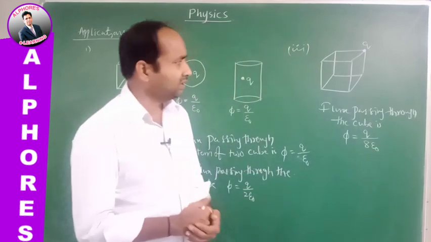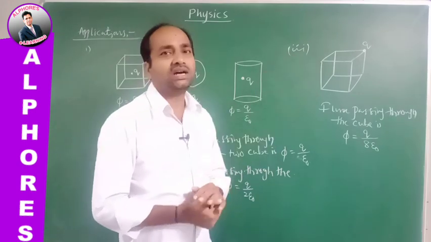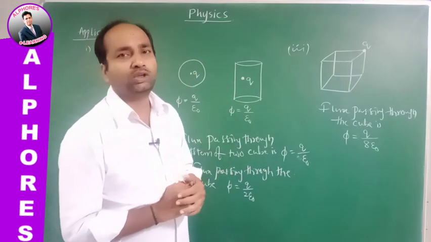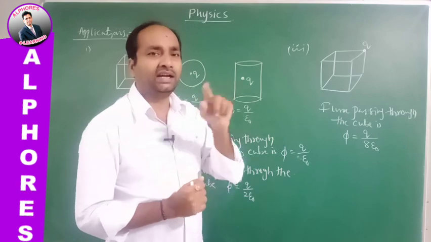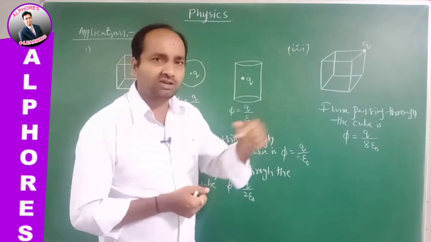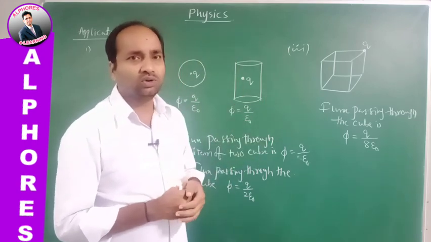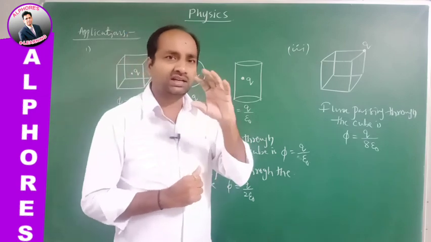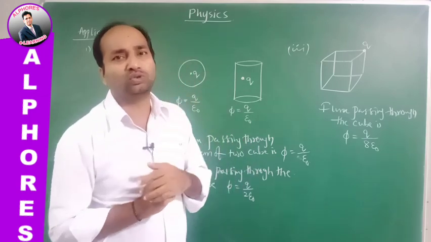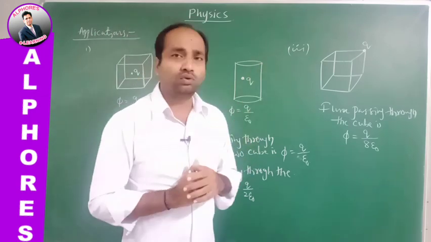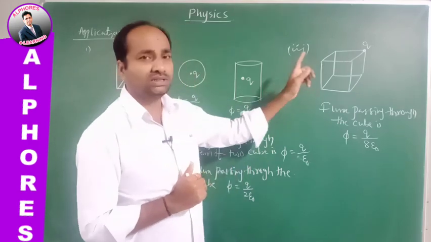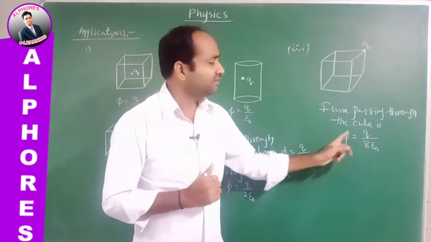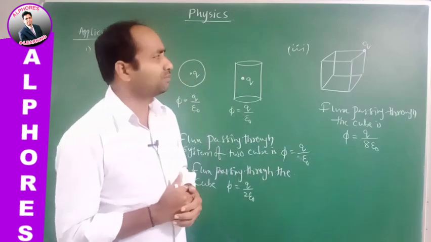Okay, because to enclose this charge, 8 identical cubes are required. Those 8 identical cubes are taken as a single closed surface. According to Gauss law, the flux passing through the 8 identical cubes is phi equals q by epsilon naught. But actually only one cube is there, then the flux passing through the cube in this system is phi equals q by 8 epsilon naught.